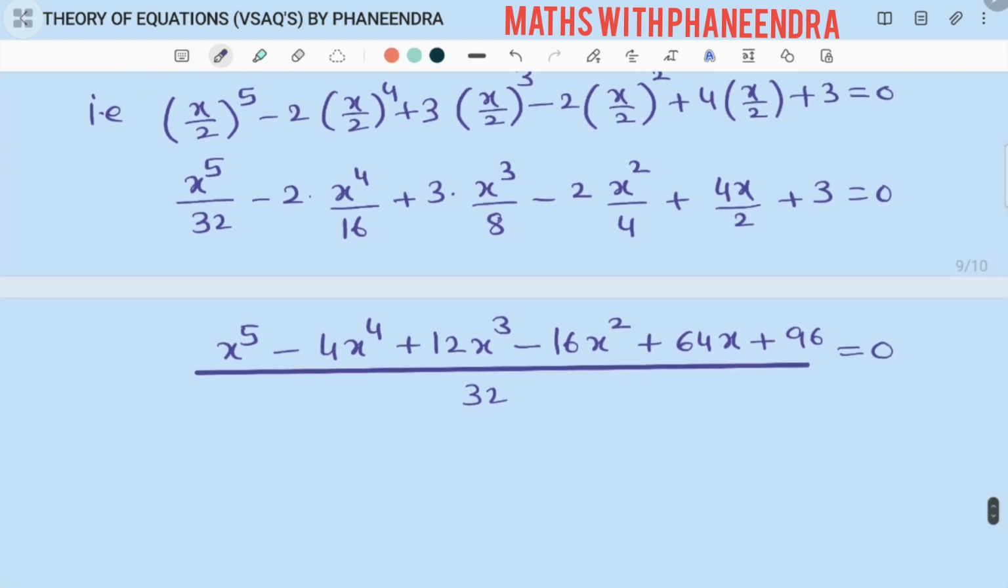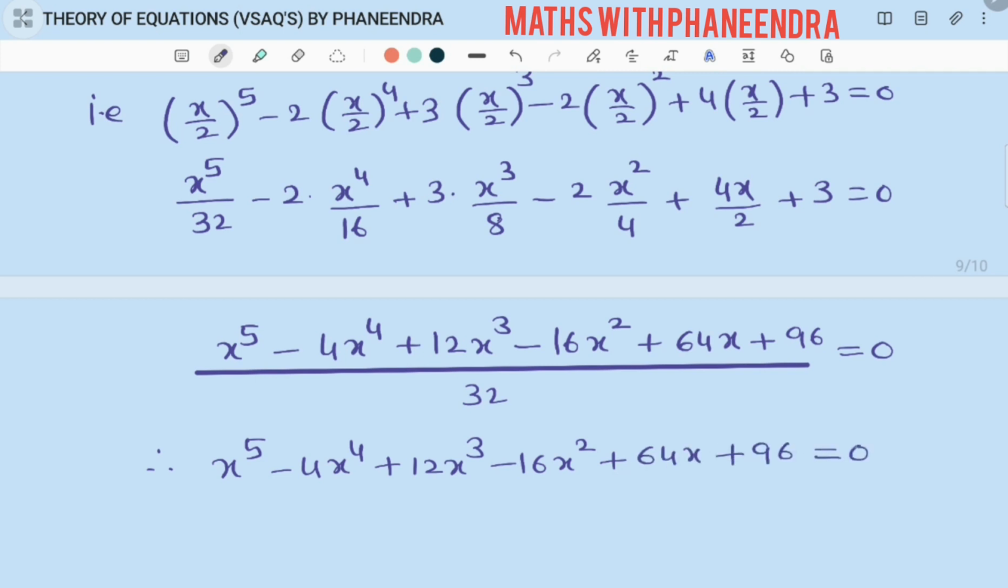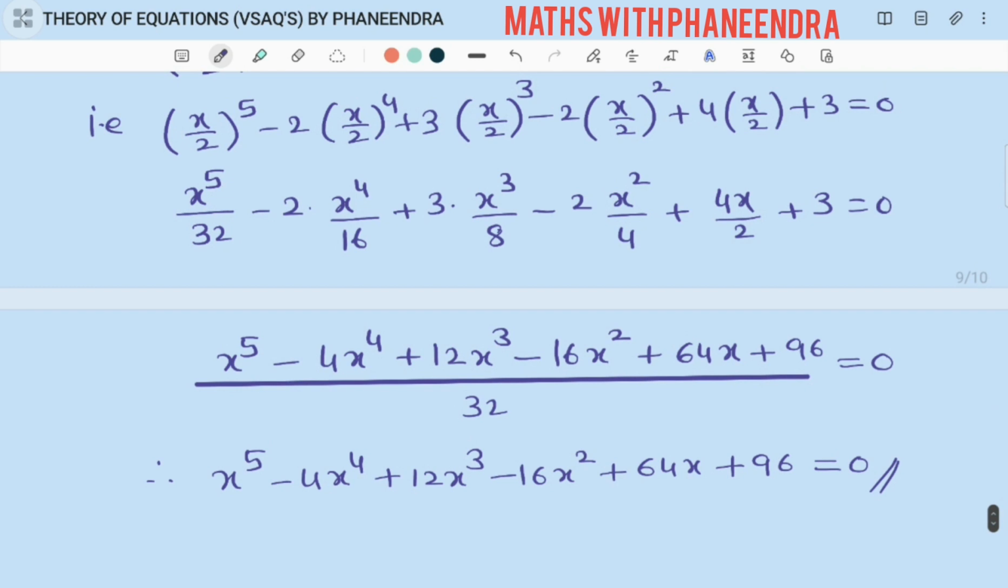So cross multiply, that means 32, we can take that side: x power 5 minus 4x power 4 plus 12x power 3 minus 16x square plus 64x plus 96 is equal to 0, which is the required equation whose roots are 2 times the roots of the polynomial.